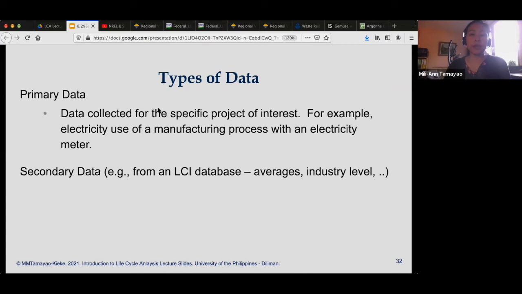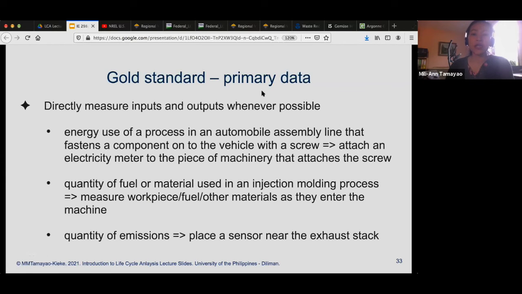again, remember there are primarily two types of data. You have primary data and you have secondary data. Primary data is collected for the specific project of interest, and secondary data could be from LCI databases, or averages from industry, or industry level data that are available. So the gold standard is primary data, and the suggestion is for you to directly measure inputs and outputs if feasible.